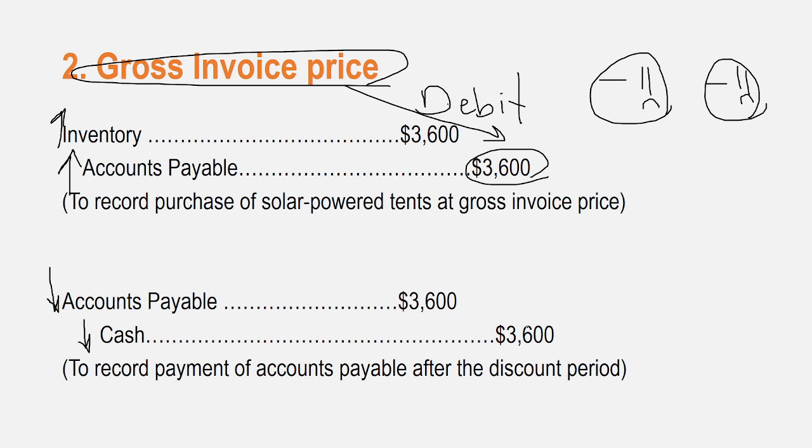By making these journal entries, Adventure Travel Gears properly records the payment made after the discount period, ensuring accurate tracking of accounts payable and reflecting any missed discounts as applicable. And this helps maintain transparency in their financial reporting and accounting practices.